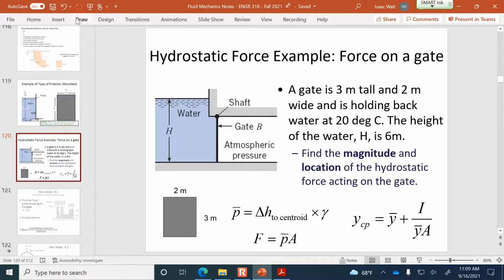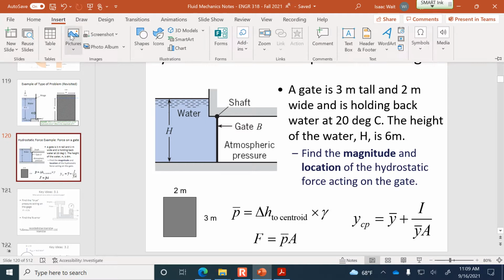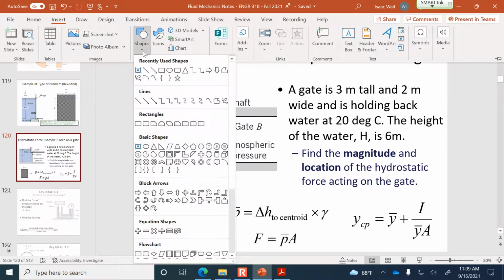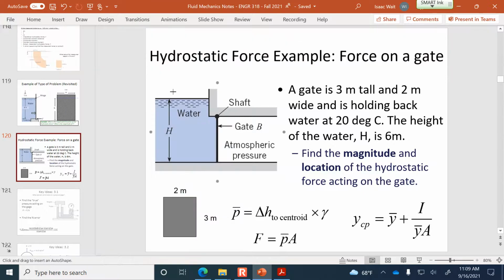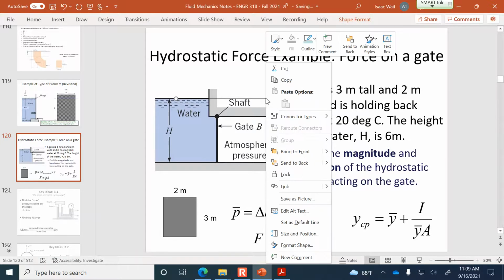So what we did was we extended where the water surface would be if the water surface continued horizontally beyond its bounds. So here's where the water surface would be if it extended sideways. Let me just make that a dashed line.